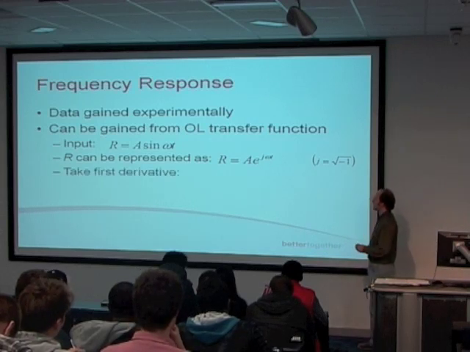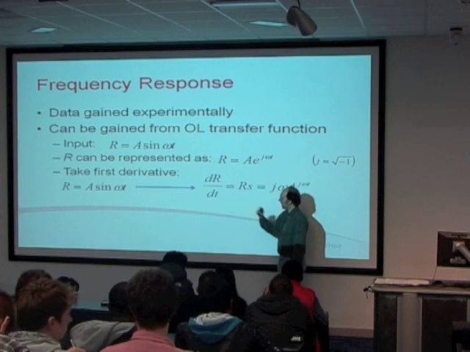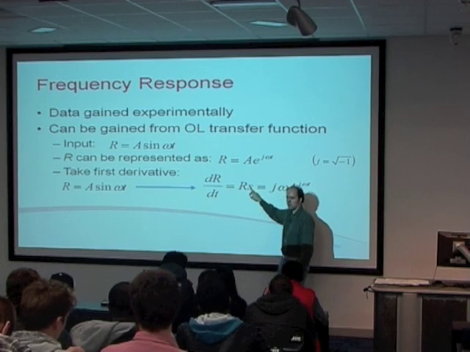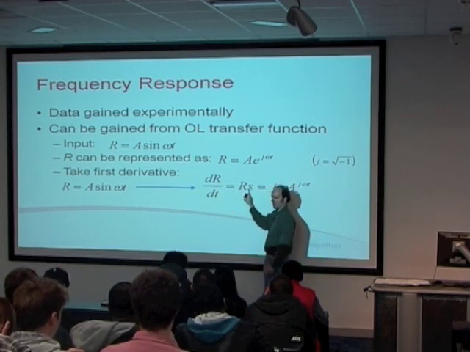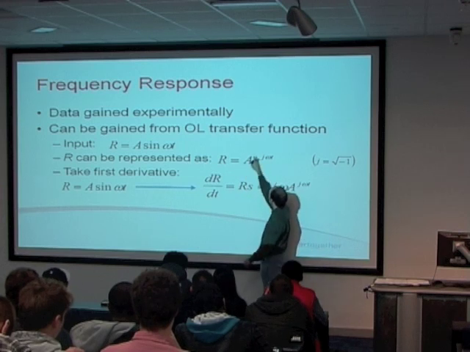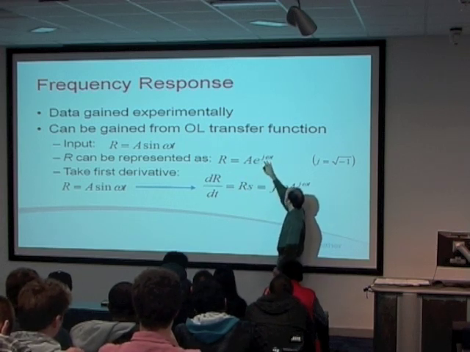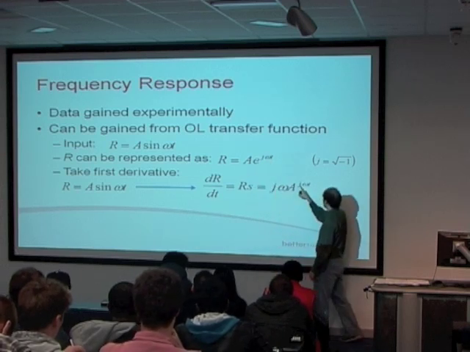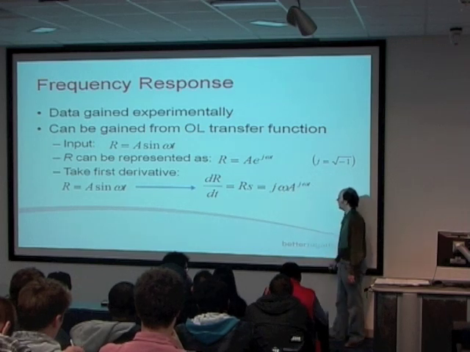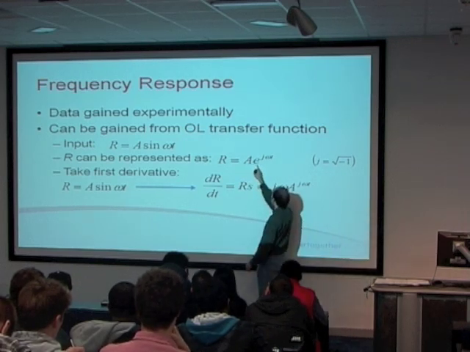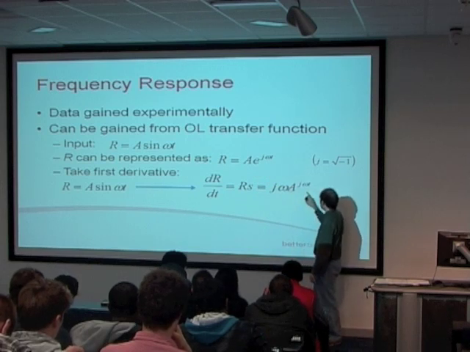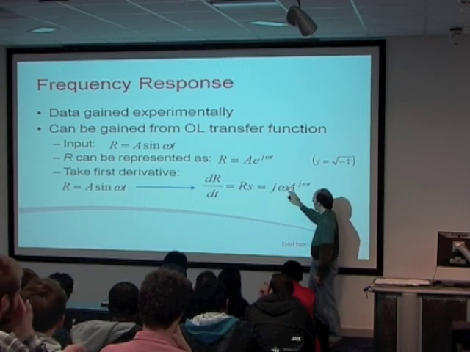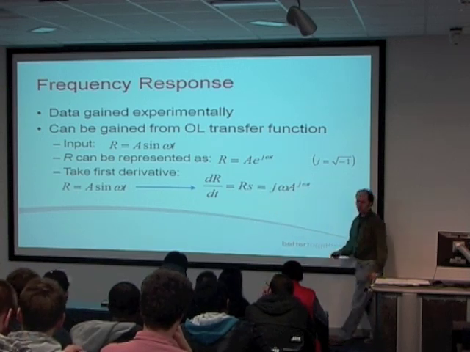Now what we can do is take the first derivative of this term. If you take the first derivative of r, obviously in the s domain, that's going to be r times s. Any d by dt, you just replace with an s. But if we take the first derivative of this, with e to the power of something, you have to take the derivative of whatever it is to the power and bring that out. So we've got a j omega, and the j omega comes out here. We said r equals A e to the power of j omega t. Well, we can replace this with A j omega e to the power of j omega t. And so s equals j omega.